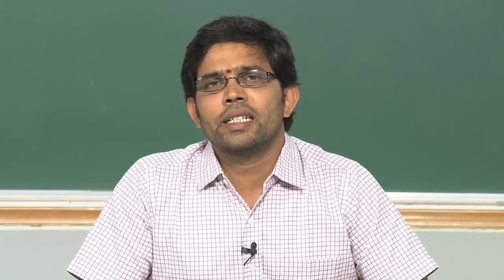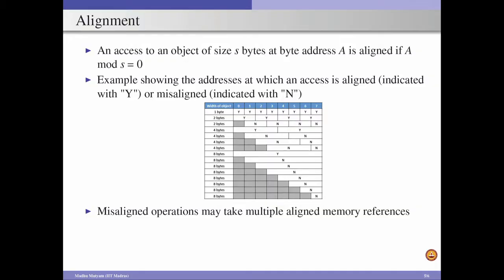Because the memory access is taking more time, it incurs a significant penalty in terms of performance. So as a result, it is always good to have aligned data. That's why misaligned operations take multiple aligned memory references, which incurs a penalty.